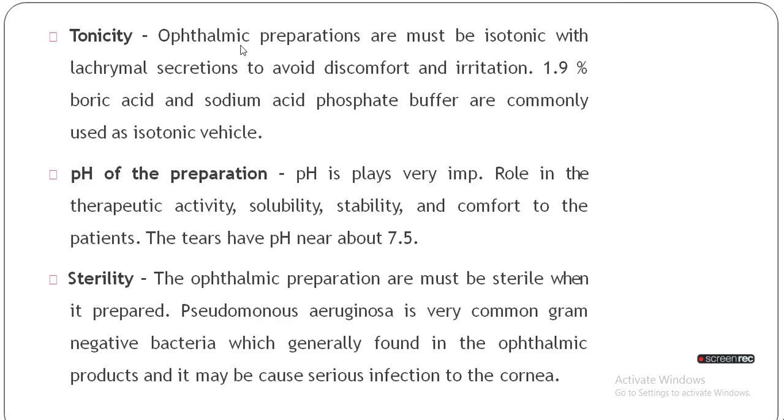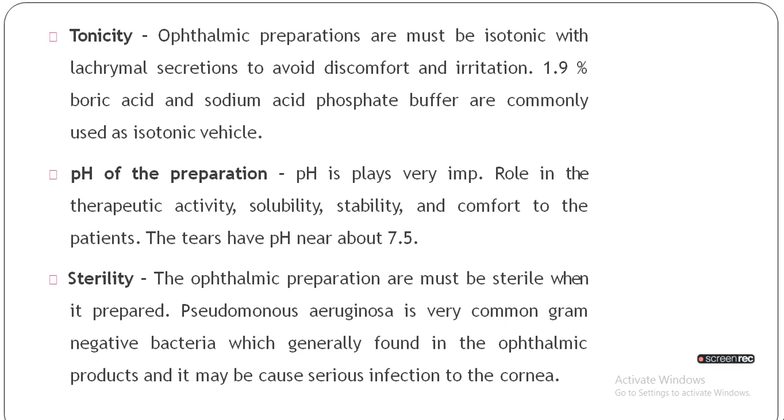So what is tonicity? Tonicity means ophthalmic preparations must be isotonic with lacrimal secretions to avoid discomfort and irritation. So 1.9% boric acid and sodium acid phosphate buffer are commonly used as an isotonic vehicle. So what is the pH of the preparations? pH plays a very important role in the therapeutic activity, solubility, stability, and comfort to the patient. As you know, tears have a pH of near about 7.5. So pH is more important.